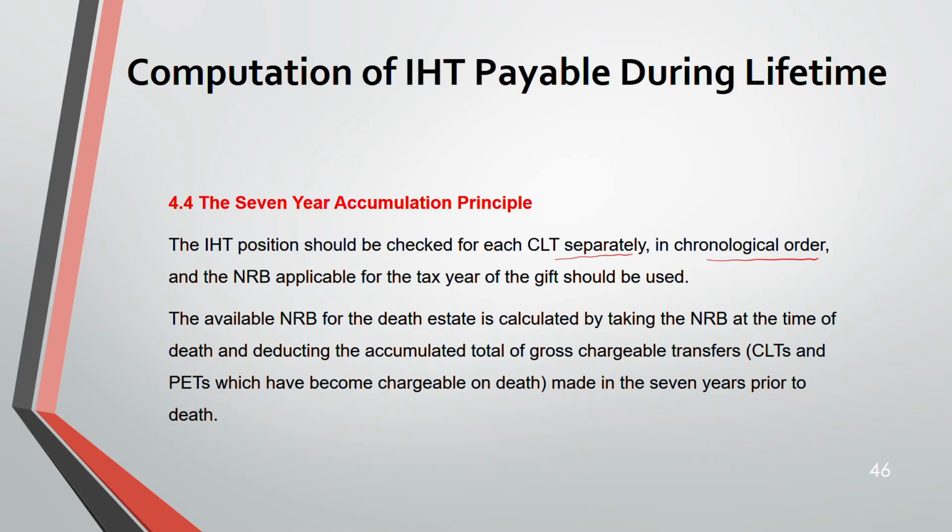And the available NRB for the death estate is calculated by taking the NRB at the time of death and deducting the total of the gross chargeable transfers. Chargeable transfers mean all your CLTs and PETs which have become chargeable on death, made in the 7 years before the death. When you are doing the death estate, you have to go 7 years back from the date of death to see if you made any CLT and PET in the 7 years before the death.